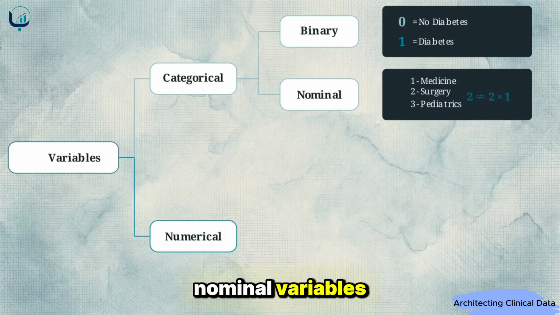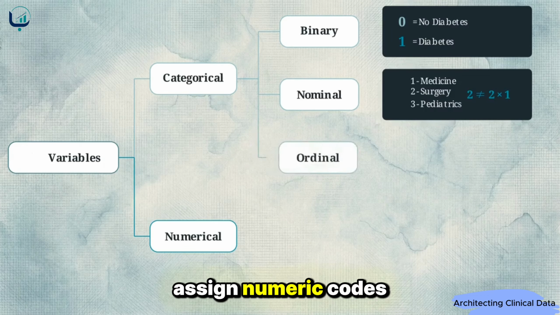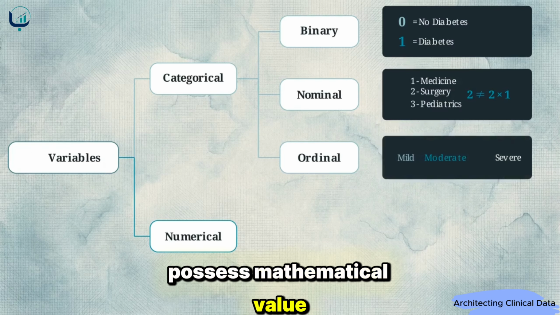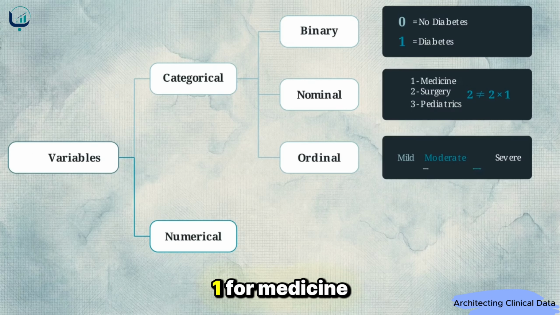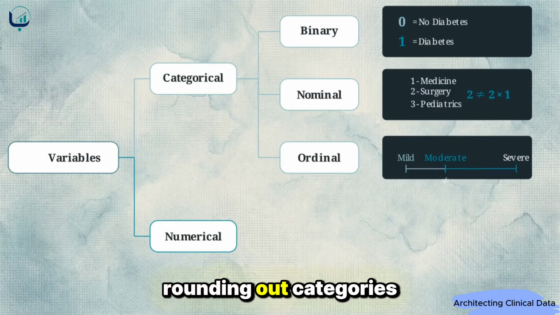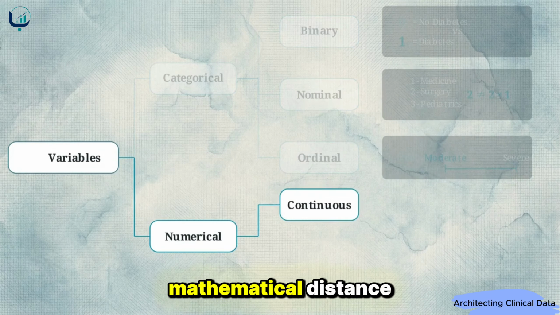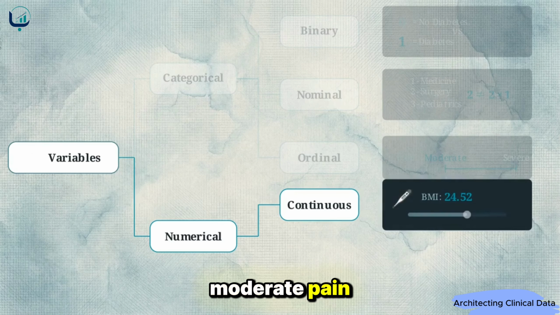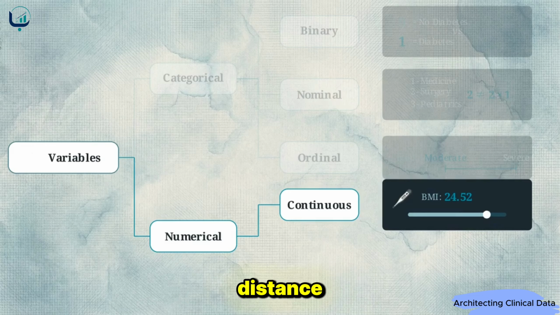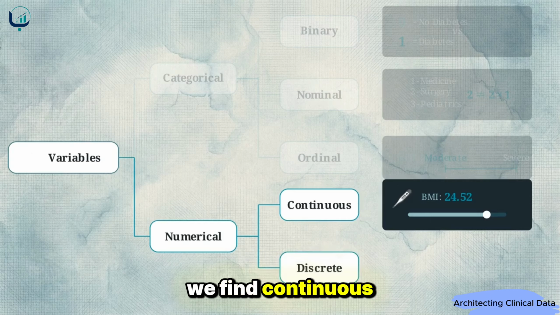Next are nominal variables. These are categories with no natural hierarchy, like blood group or hospital department. Even if you assign numeric codes, they do not possess mathematical value. A 2 for surgery and a 1 for medicine does not mean surgery is twice as high as medicine. Rounding out categories are ordinal variables. These have a clear order, like disease stages or pain scales. But crucially, the mathematical distance between mild and moderate pain is not necessarily equal to the distance between moderate and severe.